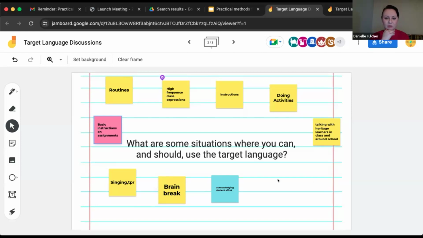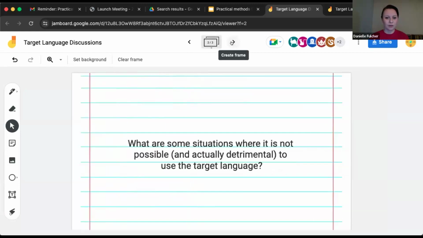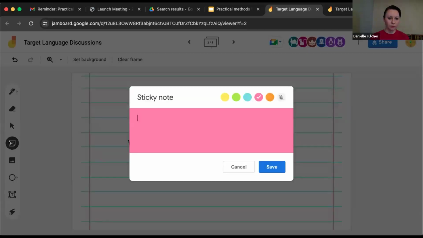Okay, these are all great situations and opportunities for you to include that target language in the classroom. The last slide on the Jamboard, we're going to take a look at some situations where it is not possible and probably detrimental to use the target language. In your classroom, where should you not be using target language? Kind of an odd question for language teachers, but there are certain situations where it's not possible and it shouldn't be used. Like one example, I can go ahead and put this one down.